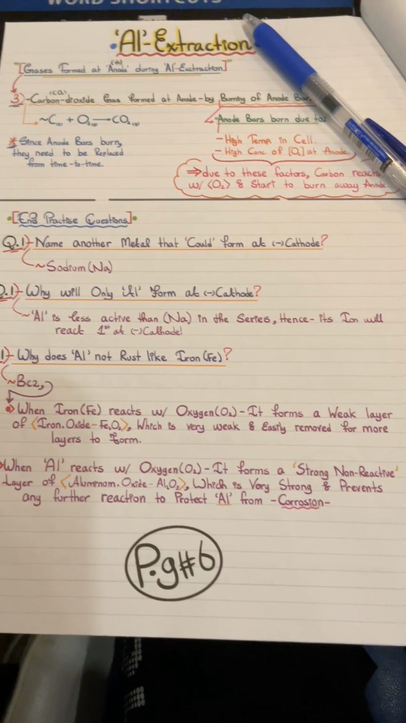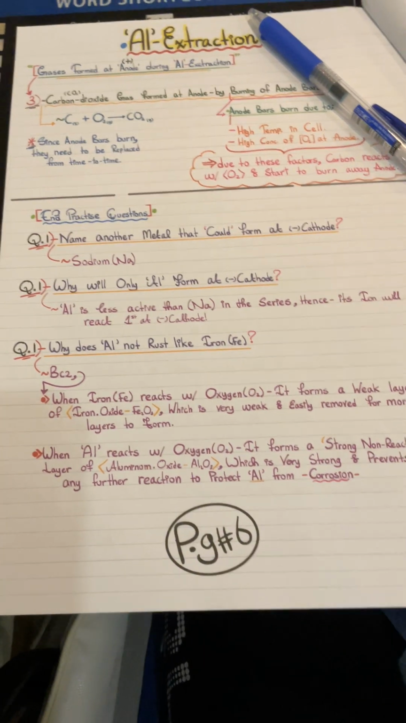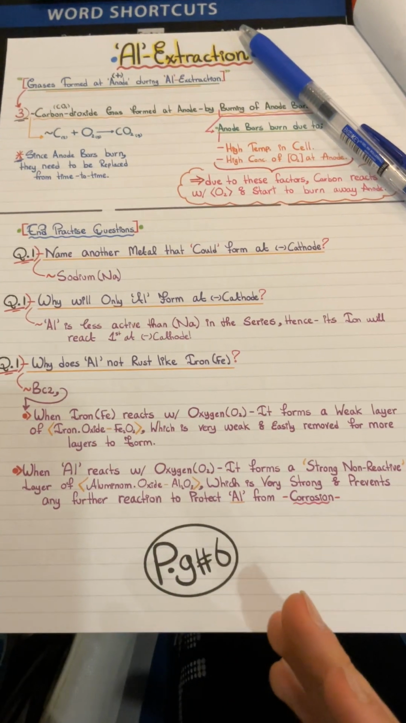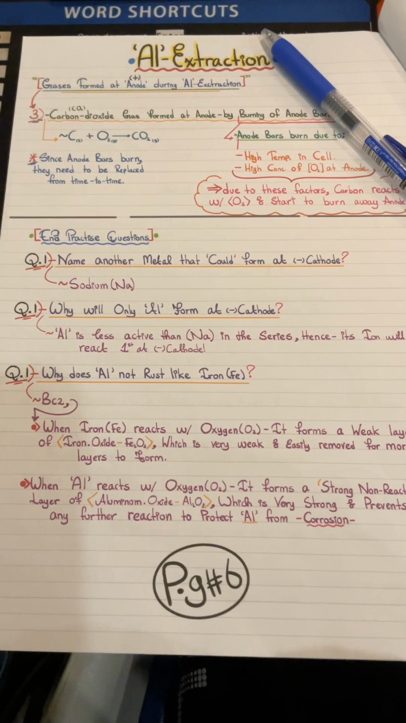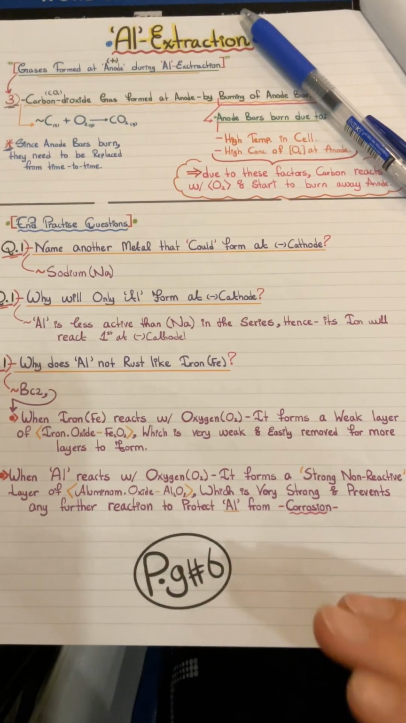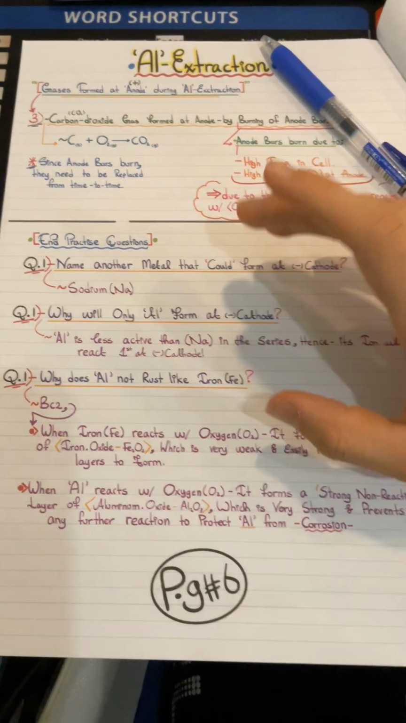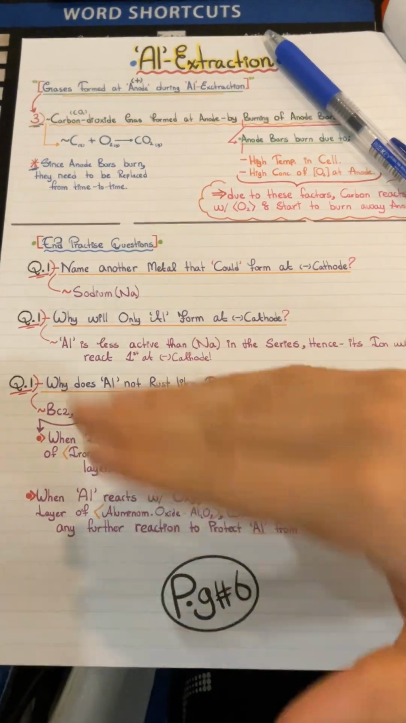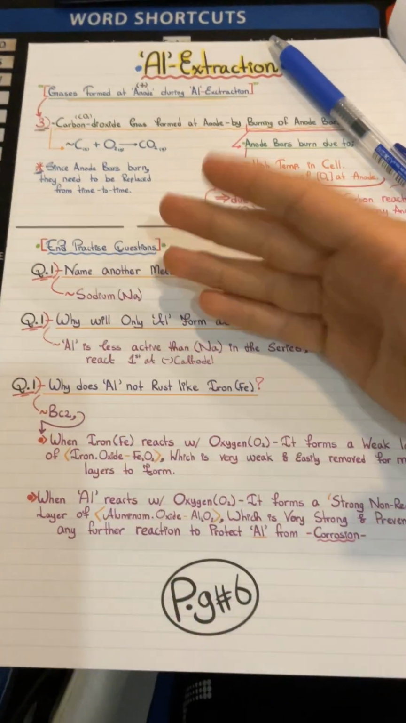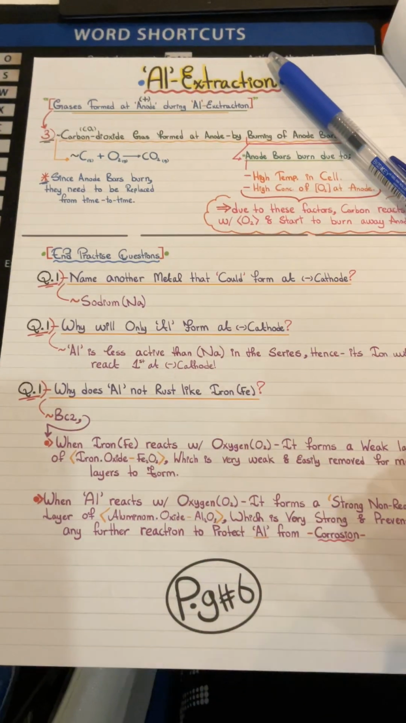Why does aluminum not rust like iron? Have you ever wondered that? Well, look, when iron reacts with oxygen, it forms a weak layer of iron oxide, Fe2O3. It's so weak that it's easily removed and another layer is formed. So iron reacts with oxygen, it forms Fe2O3. It's a weak layer, so it's removed, another layer is formed. Then it's removed, another layer is formed. So layers keep on forming, resulting in rust, okay?